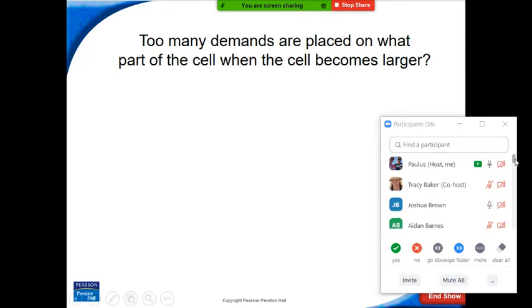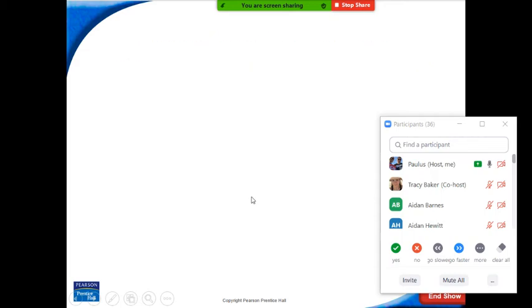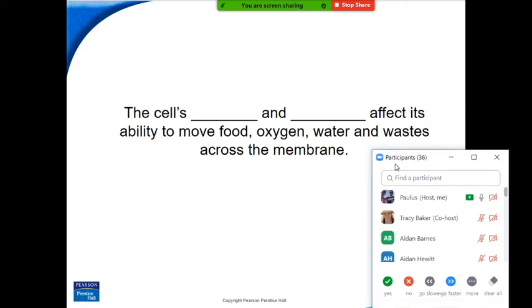I know that DNA. Thank you, Josh. DNA is correct. The cell's blank and blank affect its ability to move food, oxygen, water, and waste across the membrane. And if you're not sure, you might want to take a look at number 2.